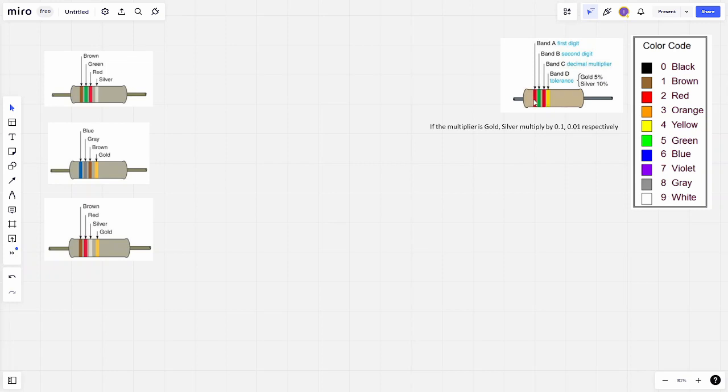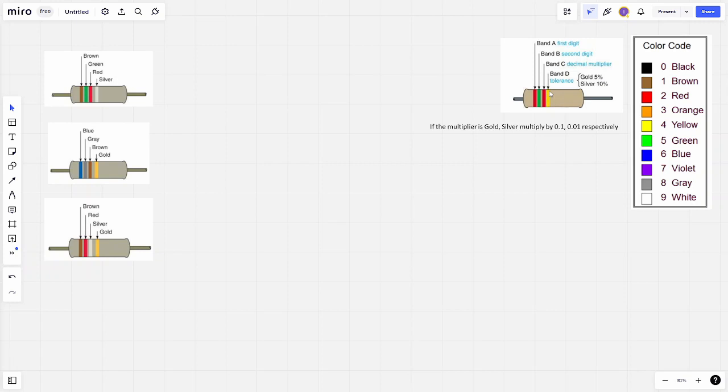We begin with the first band, which is on the left hand side. That's the first digit. The second band is the second digit. The third band is the decimal multiplier, so in this case we add as many zeros as the colour represents. For example, this is red. Red represents 2, so we add 2 zeros. That means we're multiplying by 100.